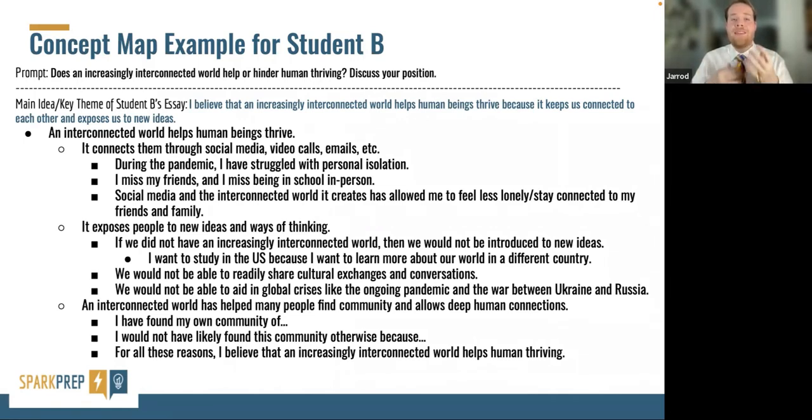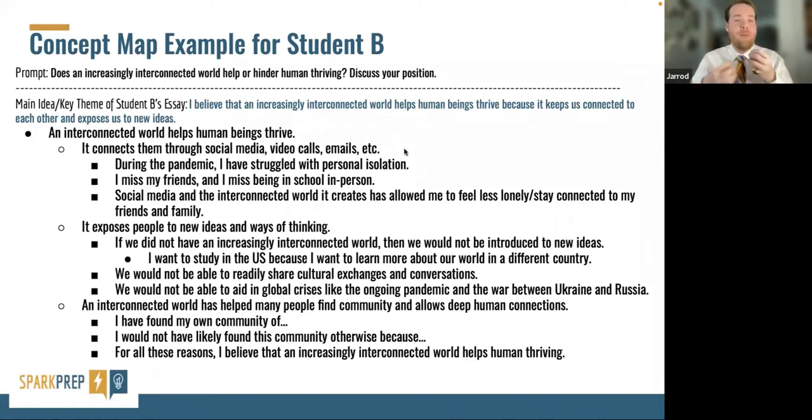Once we've got that, we need to start giving some reasoning, some evidence about why we have that position, why we want to discuss that position, the second part of the prompt. So in their previous ideas, they said it connects people through social media, video calls, emails, etc. Then they insert a little bit of their own story in regards to this essay prompt. They say, during the pandemic, I've struggled with personal isolation. I miss my friends and I miss being in school in person. Social media and the interconnected world it creates has allowed me to feel less lonely, stay connected to my friends and family. So they're giving these ideas and they're connecting them back to this bigger idea of connecting people through social media, video calls, and emails.